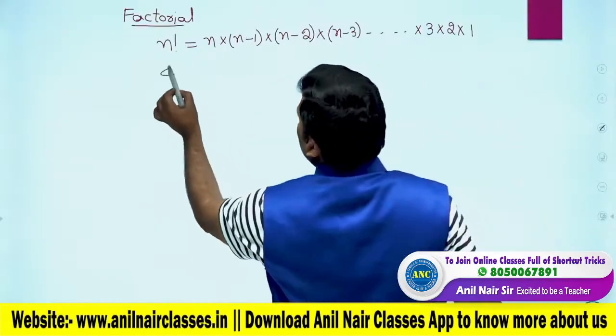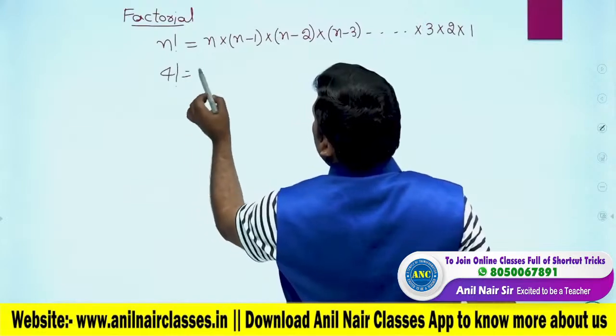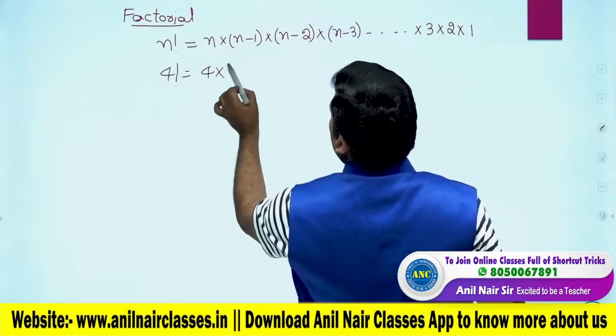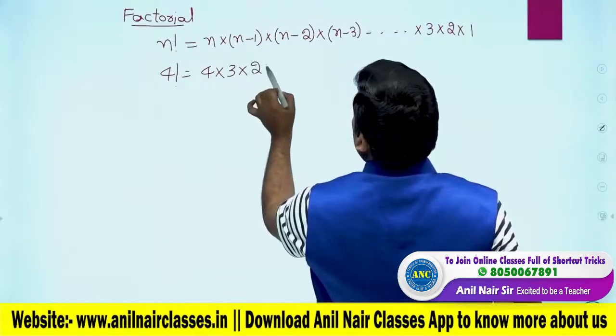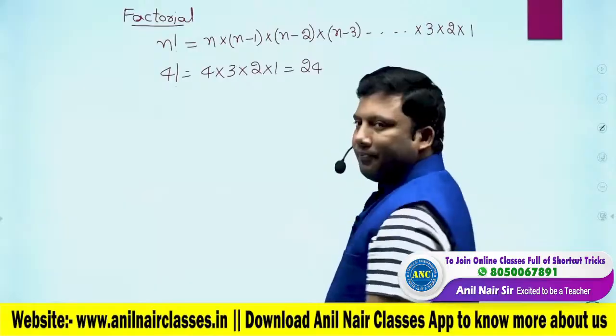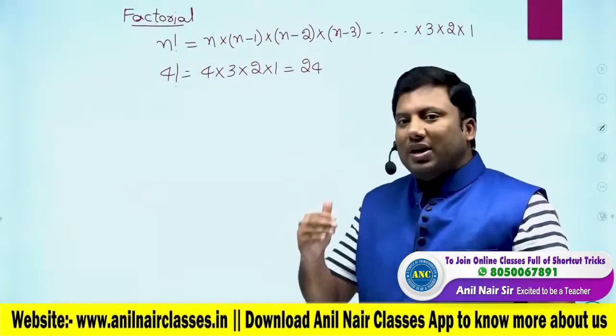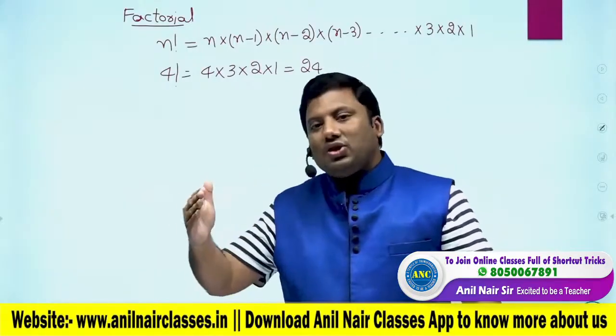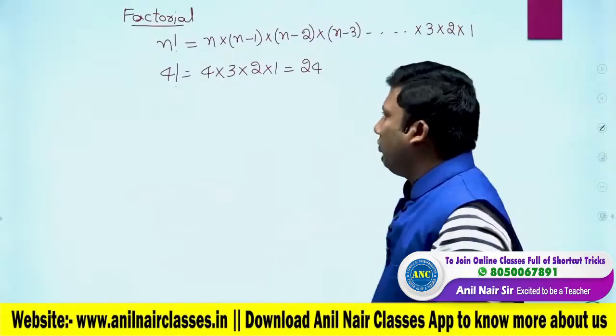factorial. Suppose I take 4 factorial. 4 factorial can be written as 4 into 3 into 2 into 1, and the answer is 24. 4 factorial means from 4, write all the natural numbers backward from 4 to 1.